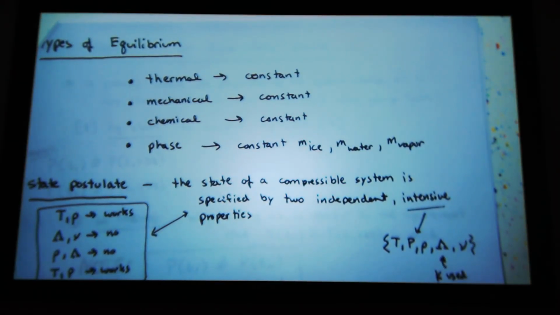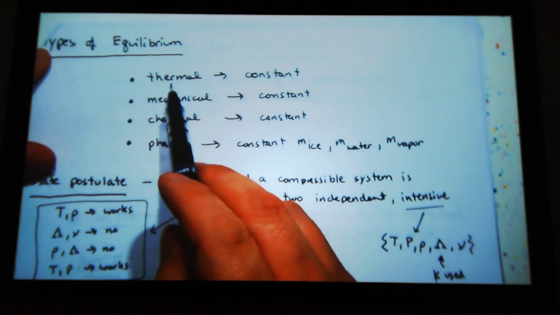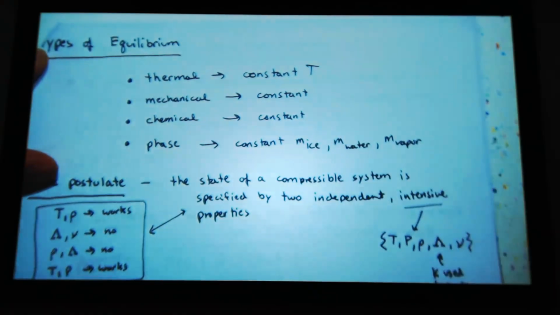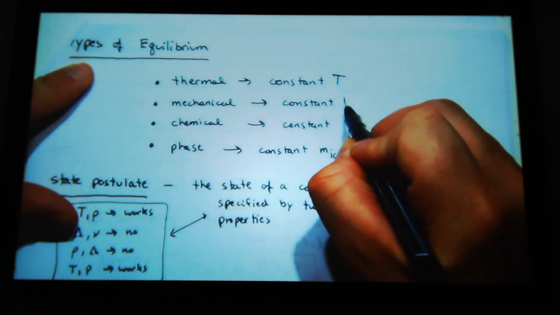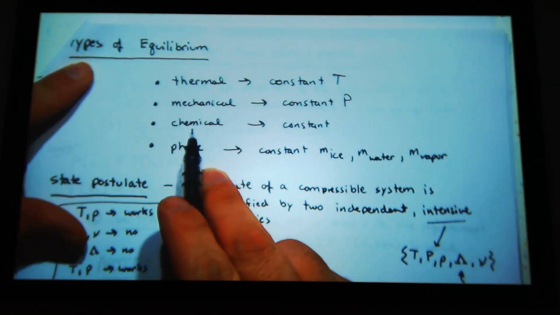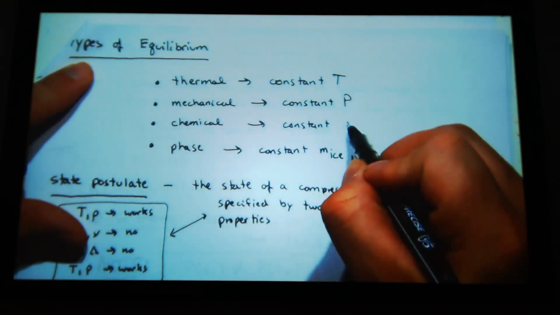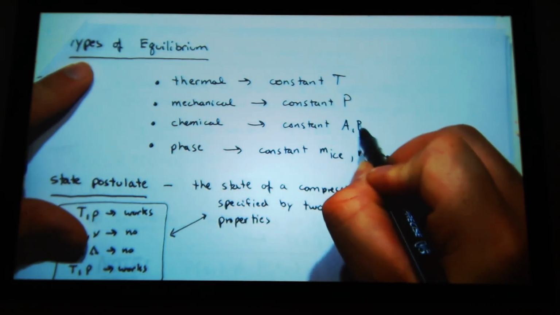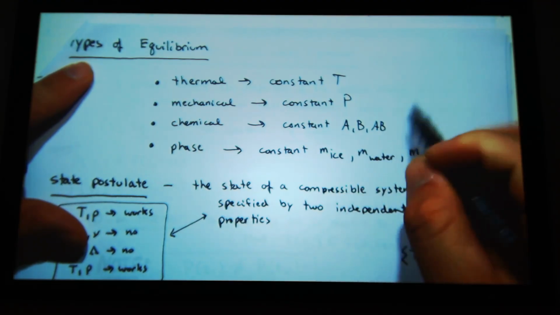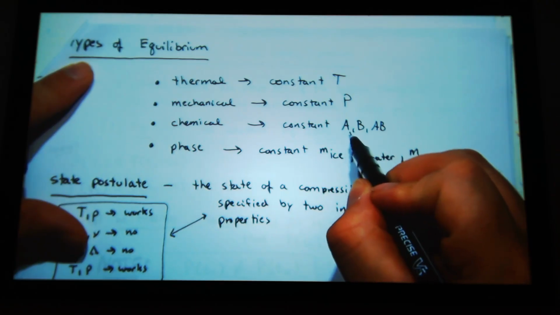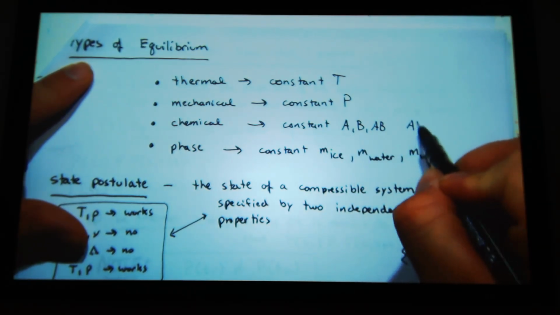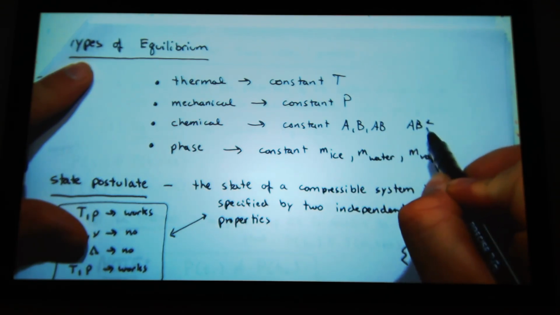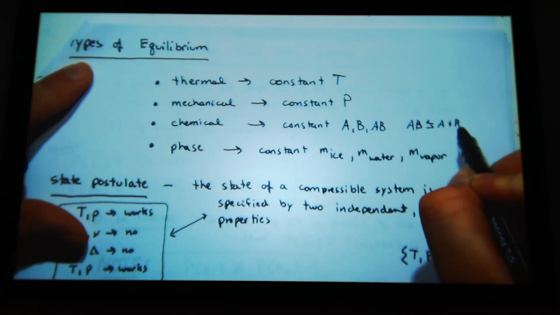So, types of equilibrium. There's many types of equilibrium. For thermal equilibrium, it's constant temperature. For mechanical equilibrium, it's constant pressure. For chemical equilibrium, it's constant AB, AB. And why do I say that? So it's distribution of particles. If I can have reactions, so if I just do this, A plus B.